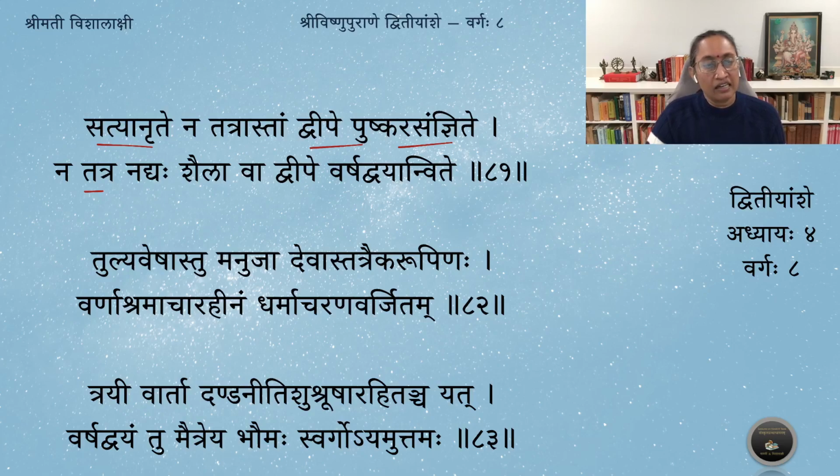Tatra Pushkara Dvipe, Nadyaha Shailaha va Varshadvayanvite Dvipe Tatra. In this island which has two regions, there are no rivers nor are there any mountains. Tulyaveshastu Manujaha. There is no Chaturvarnyam here. All of the people who are there have the same format or same Vesha, Rupam, everything. Tulya veshaha. They are all similar to each other. Manujaha, devaha, tatra ekarupinaha. There is no difference between whether he is a man or a deva or a god. Tatha tatra vyatyasaha. There is no bhedaha eva.